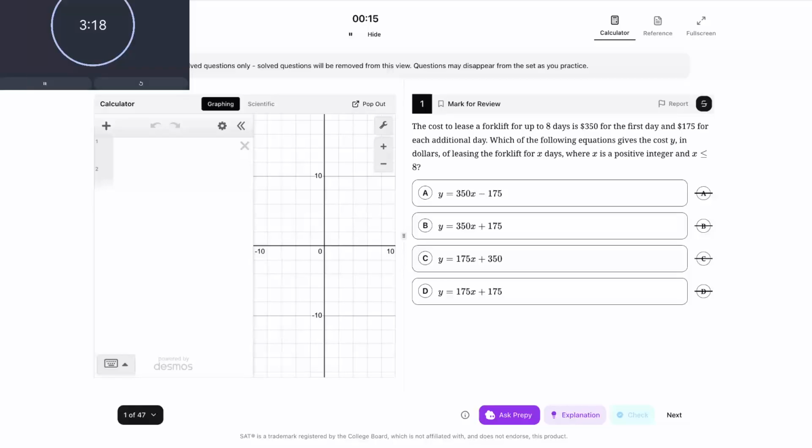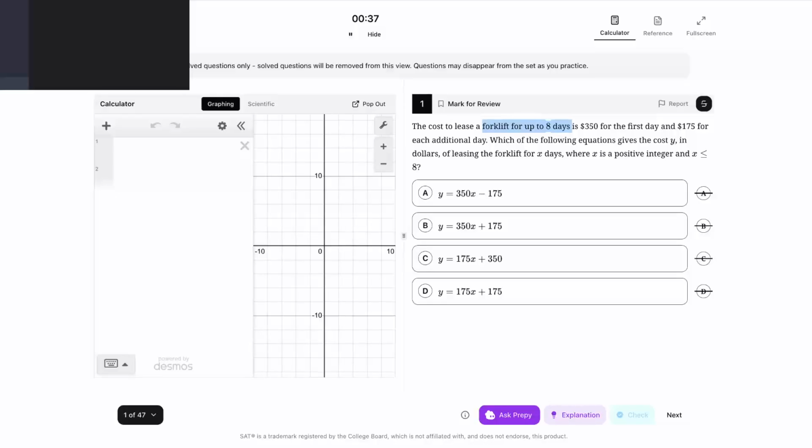Okay, cool. So basically, just answer this question right here. So up to 8 days, and crap. Okay, I actually have to think. I just fell asleep. 7 for additional days. So 7 for additional days, and the forklift costs that much for the first day, up to 8 days.